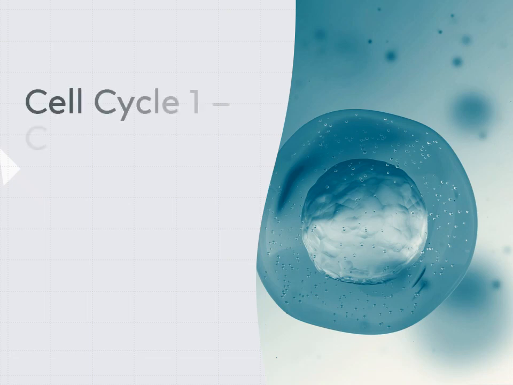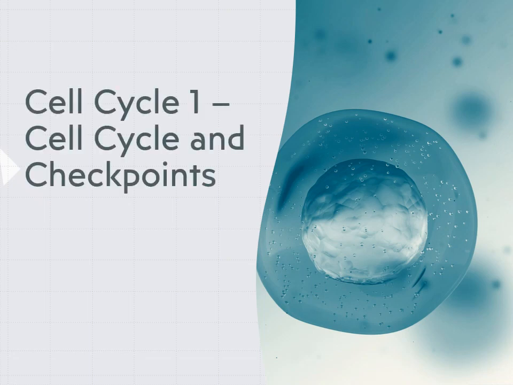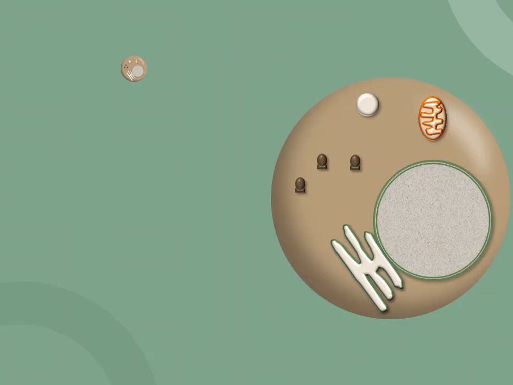Hi everyone. In this video, we're going to look at the cell cycle and some of the checkpoints that help to regulate it. The cell cycle can be thought of as the life of a cell, from the moment it's made to the moment it splits into two.